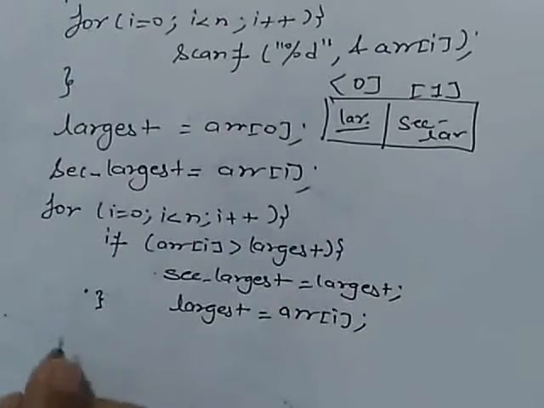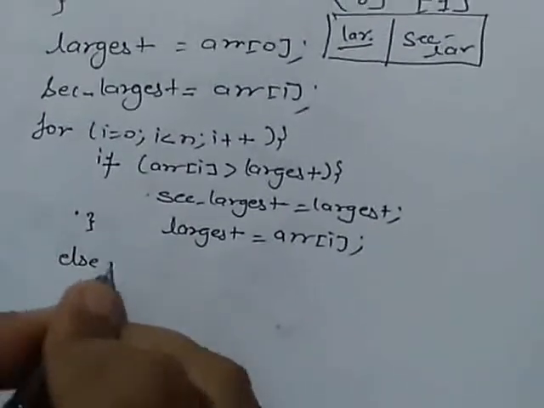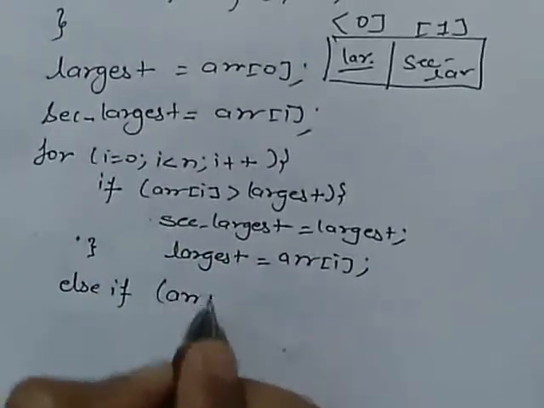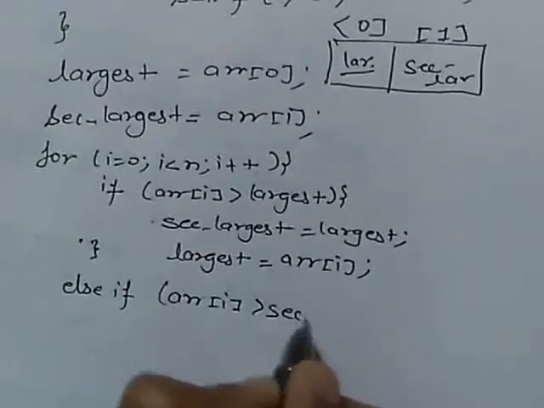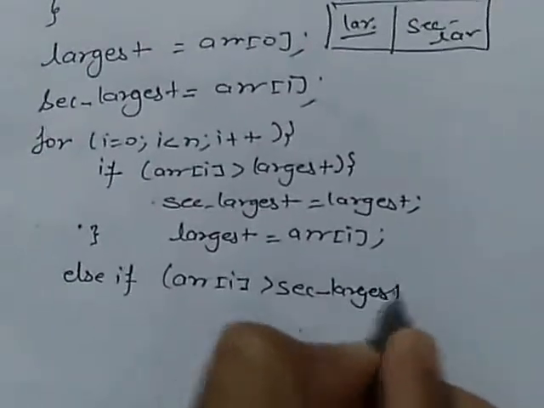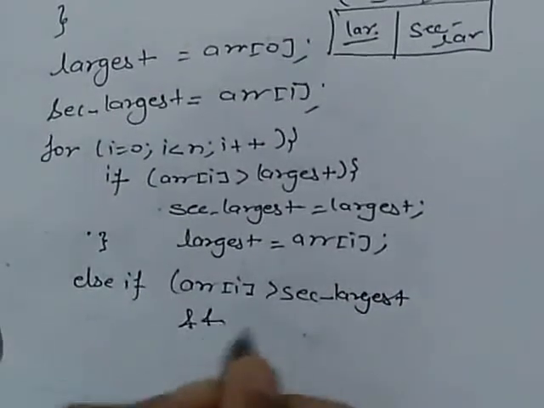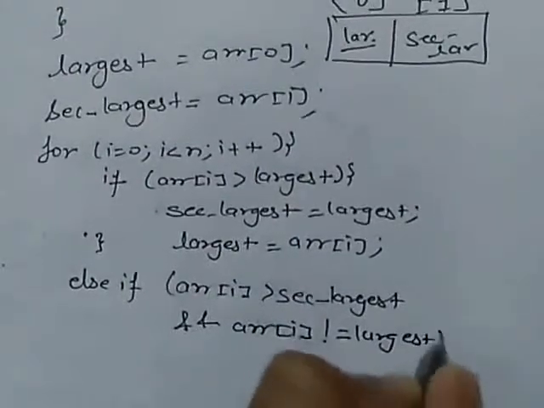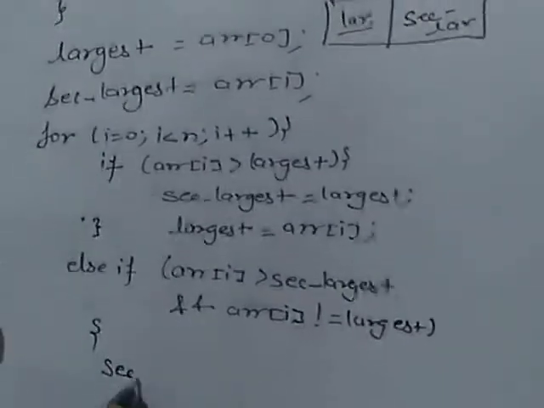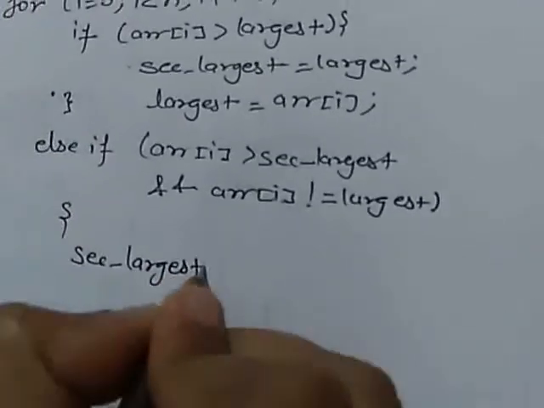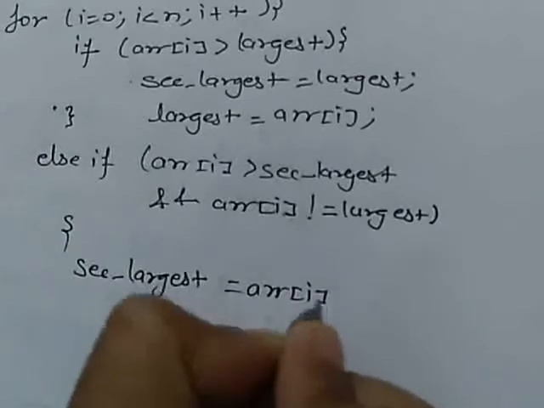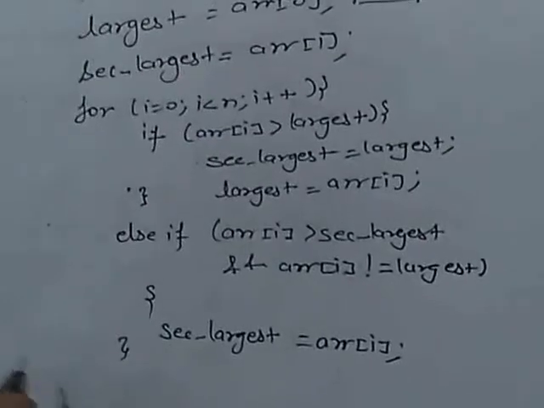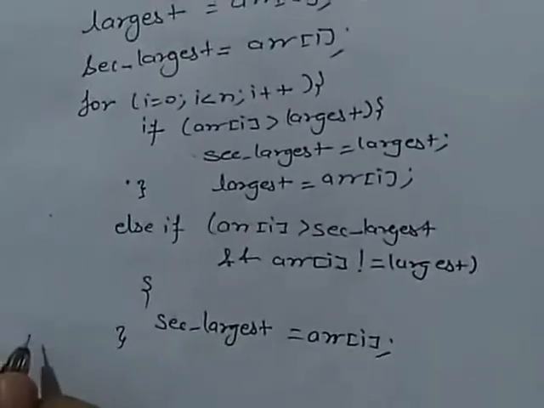Now if this condition is not true, then we have taken an else if statement. In this else if statement, if arr of i is greater than second largest and arr of i is not equal to largest, then second largest is equal to arr of i. So dear students, now we have closed the for loop.